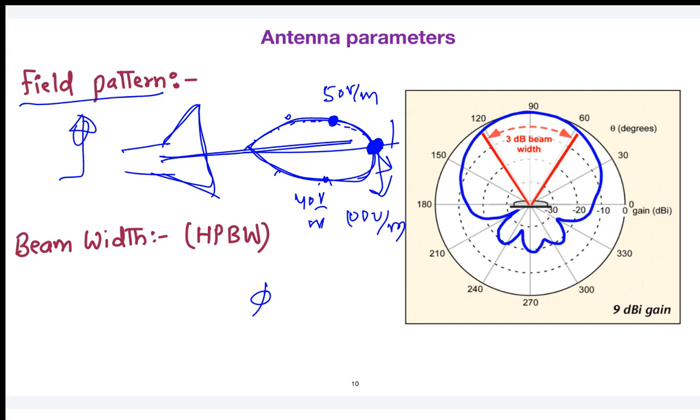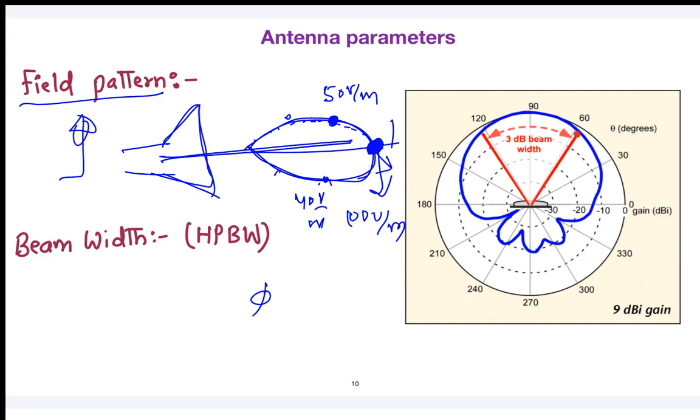So I was moving into this particular point and finding out a point where the electric field becomes 1 by root 2 times. Suppose at this point you may have 1 volt per meter, and you move on this side until you reach 1 by root 2 times. Similarly, you move on the right side also, and find out where you reach 1 by root 2 volt.